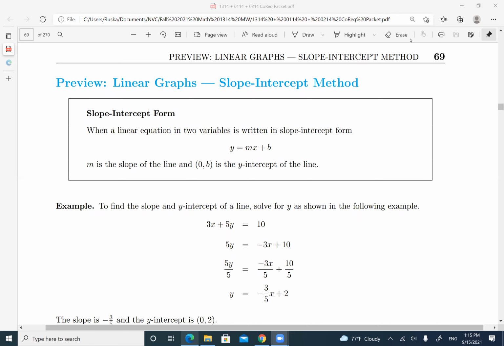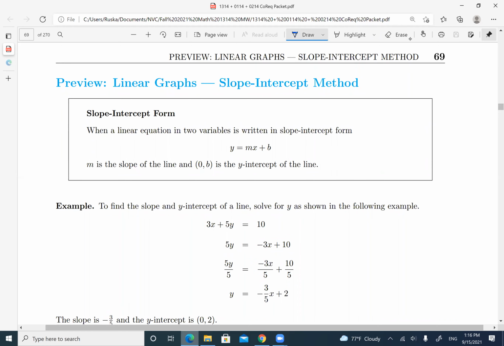Okay, so today we're going to start graphing linear equations again, and we're going to use the slope-intercept method. Last time we talked about the x- and y-intercepts. We find the x-intercept, we find the y-intercept, and you graph it. And today we're going to talk about the slope-intercept method.